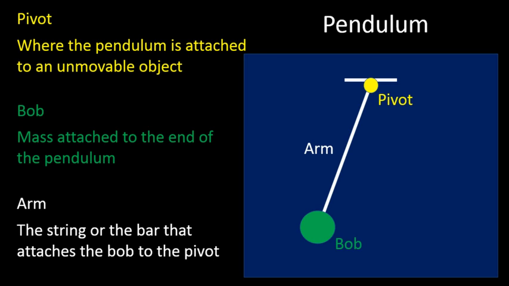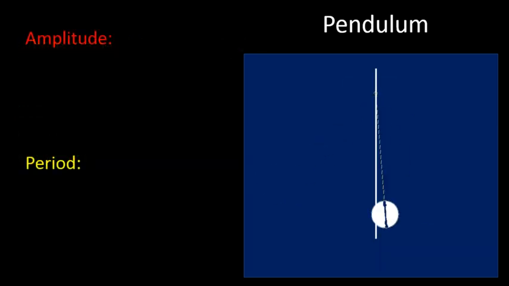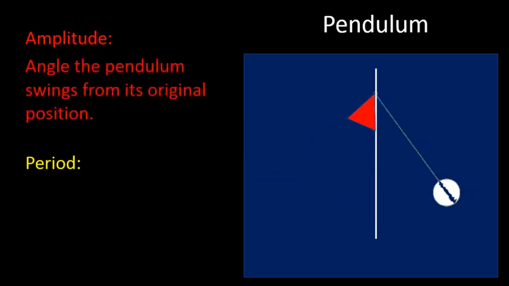All right. Now, when the pendulum is in motion, we have two items to think about. One's the amplitude. Now, the amplitude is not what you might think it is. The amplitude is the angle the pendulum swings from its original position. It's not the height of the pendulum. It is the angle at which the pendulum swings. All right, and you can see that symbolized by the triangle in the diagram.